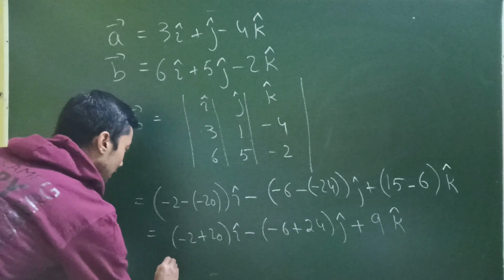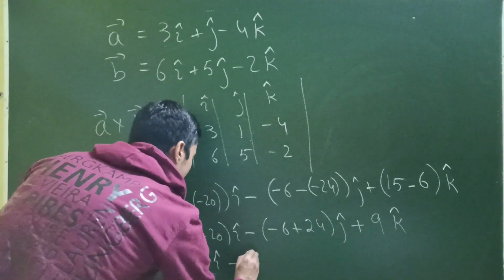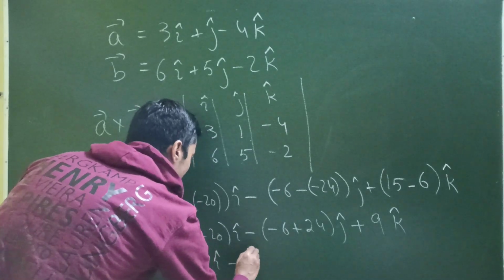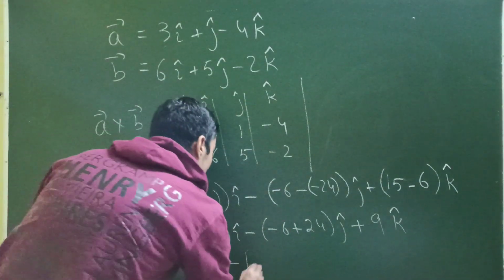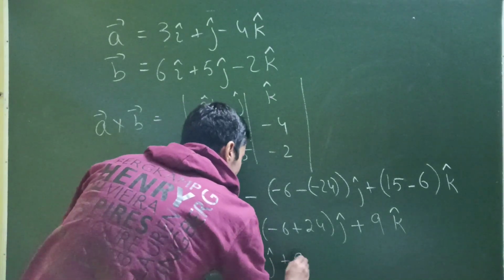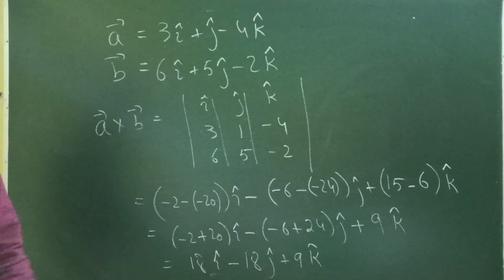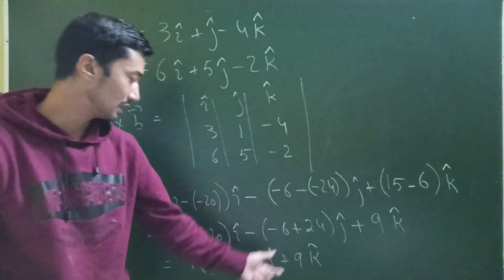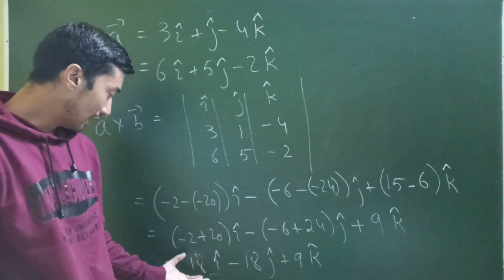Alright, so ultimately our value is 18i minus, how much is going to be this? 18, isn't it? 18j plus 9k. So alright, I think that's alright. So 18, 19, 20, 21, 22, 23, 24. Yes. So there we have it.